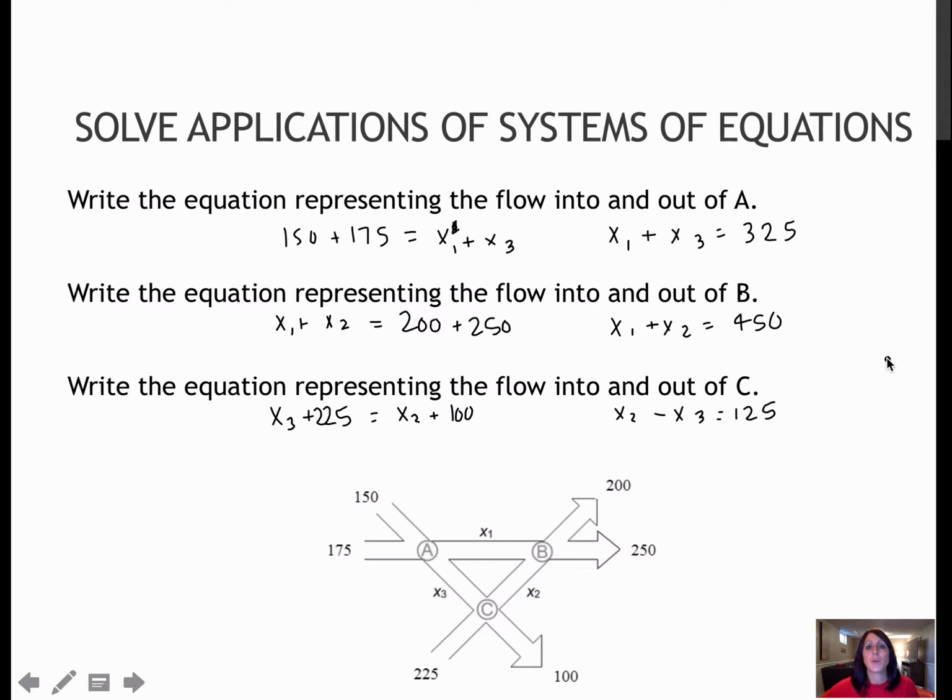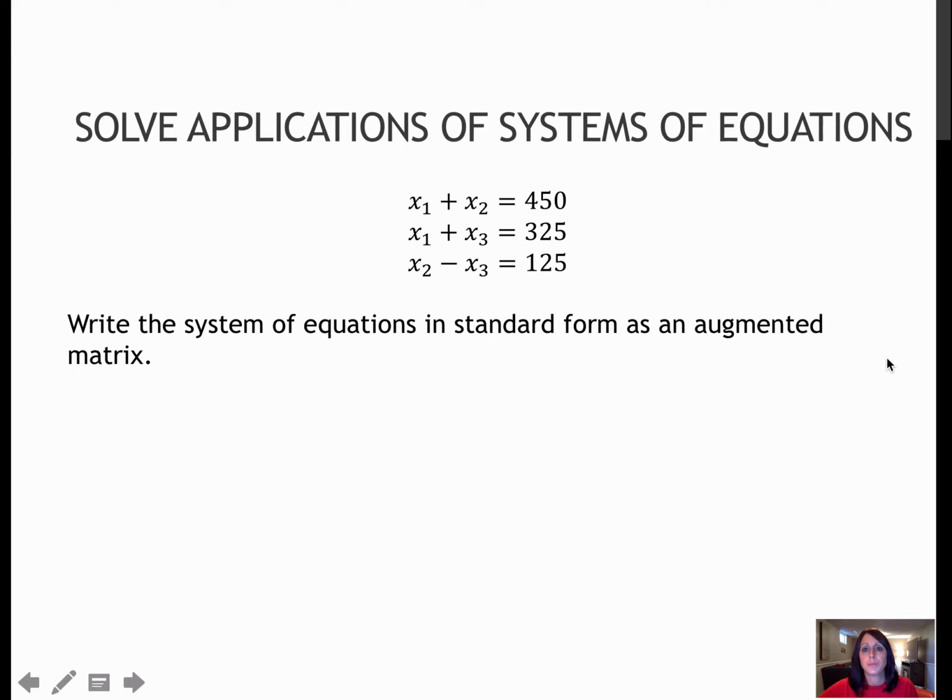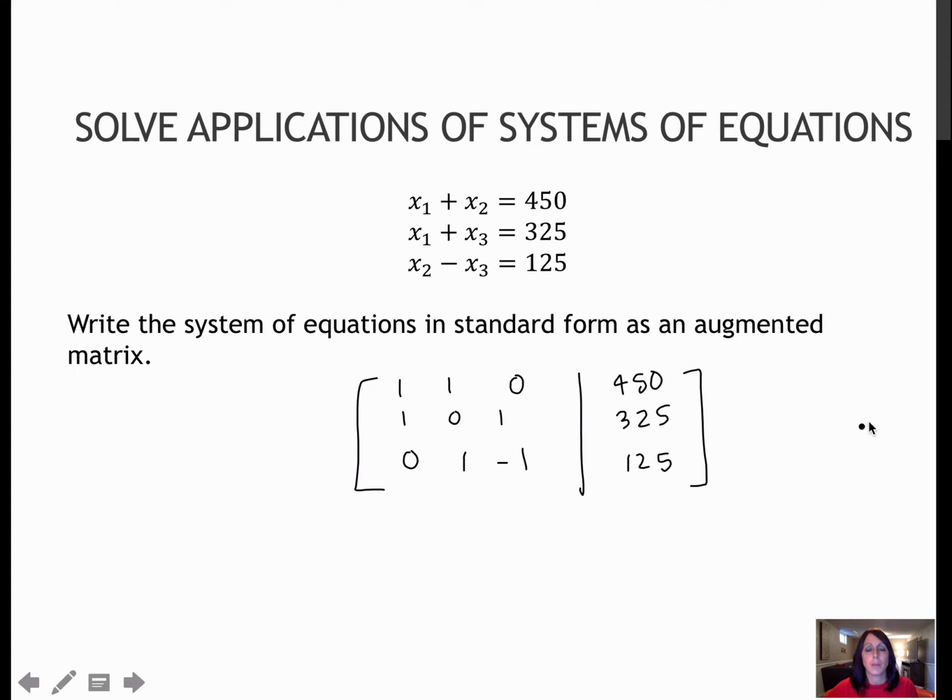So those are my 3 equations that I'm going to use. And here are those 3 equations, a little bit different order, but same equations. Now I'm going to write this as an augmented matrix. So 1, 1, 0, 450. 1, 0, 1, 325. And 0, 1, negative 1, 125. So there's my augmented matrix. From here, we're going to do reduced row echelon form.